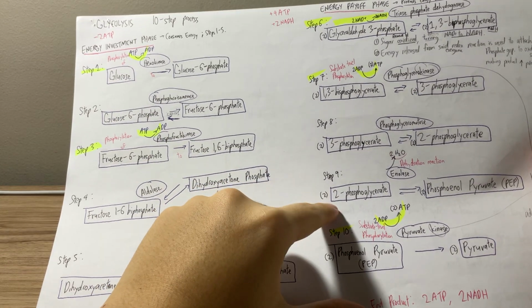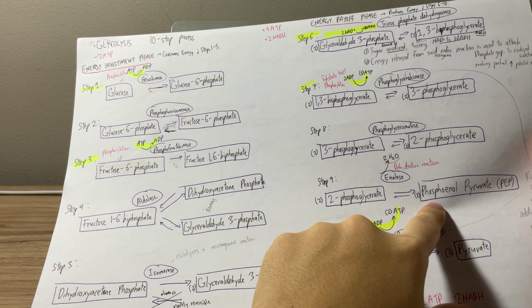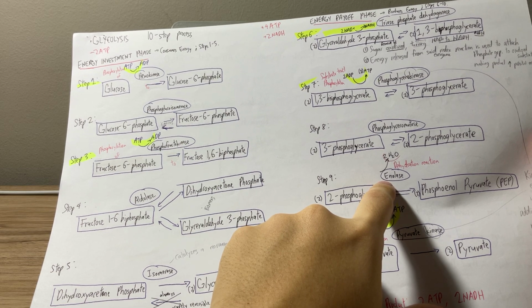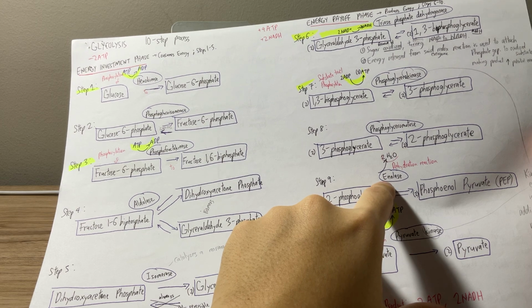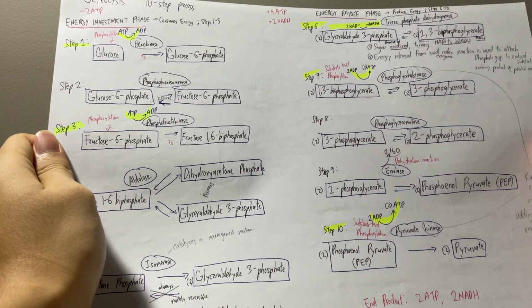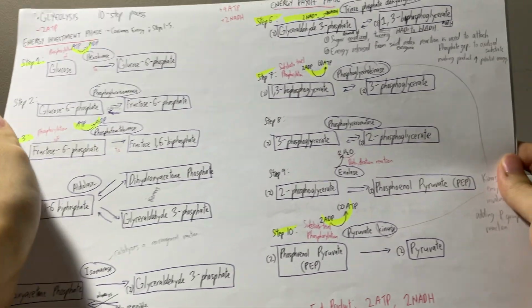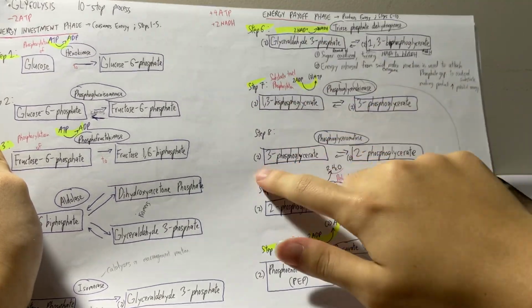Step 9. 2-phosphoglycerate to phosphoenolpyruvate or PEP. What's in the middle is enolase. A dehydration reaction happens, from enolase to H2O. I'm not sure what that means. By the way, don't forget the units: 2, 2, 2, 2, 2, 2, 2, 2.